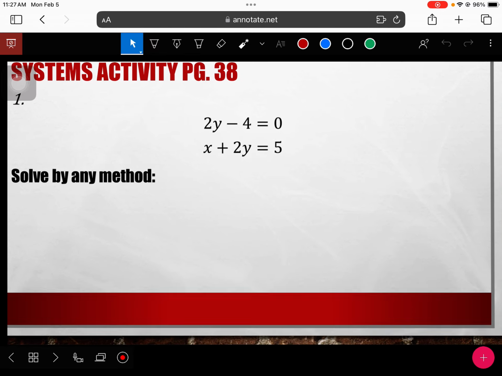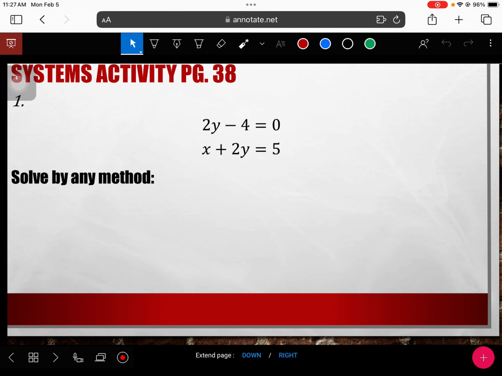No. All right, so take a look at this system of equations. 2y minus 4 equals 0, x plus 2y equals 5. There is no graph here, and graphing probably wouldn't be the best way anyway. What are you thinking? Would you do substitution or elimination here? And why?